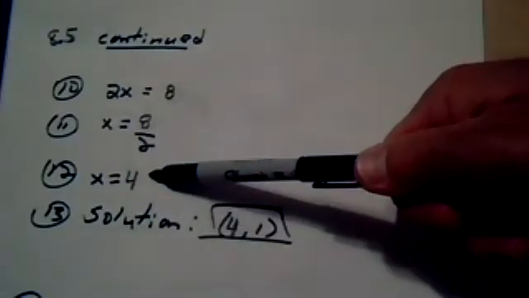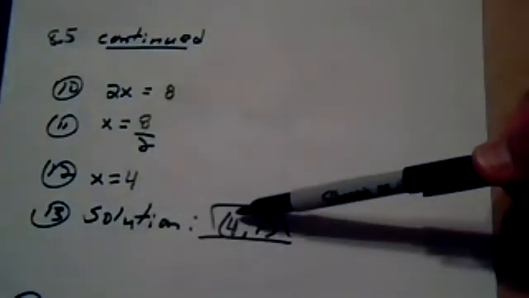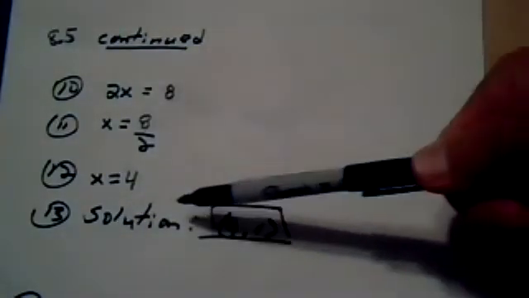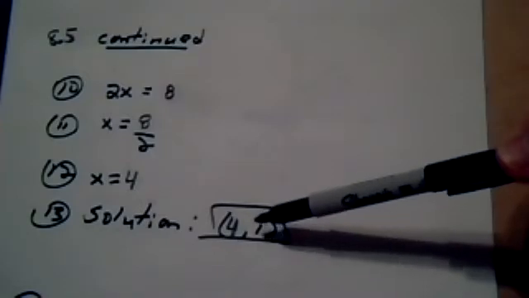So now we have the x. So we have the y and the x. So the solution is 4 comma 1. You always put the x and then the y. A solution is a point of intersection. If you would have drawn those two lines, they would have intersected at this point. So a solution of a system means point of intersection.